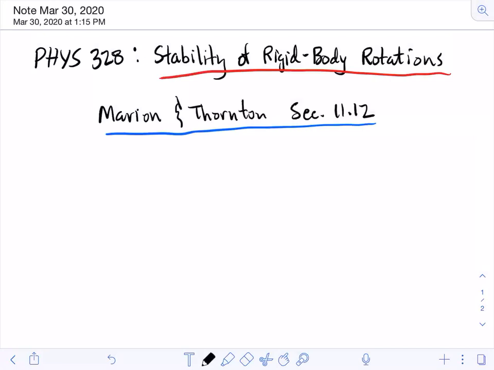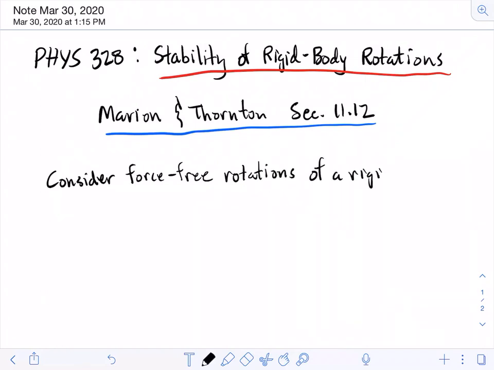Okay, so what we're going to do is consider the case of force-free, so there are no torques acting on our rigid body, and so these are going to be rotations of a rigid body about one of its principal axes.